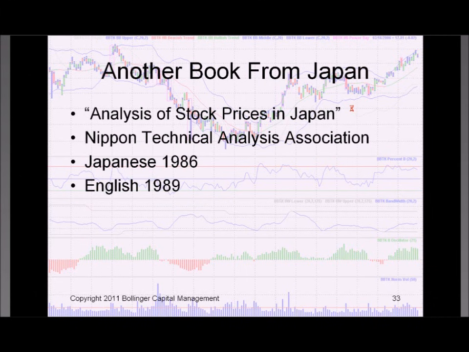And the second book that I got was actually written by the Nippon Technical Analysis Association, which was the Japanese technical analysis group. It was published in Japanese in 1986, and that is the copy that I got. It was pretty fun to go through and look at the charts and try to figure out what was going on in the book, but it wasn't until 1989 that I got an English copy. So you can see that in the old days, learning about this art was pretty interesting.